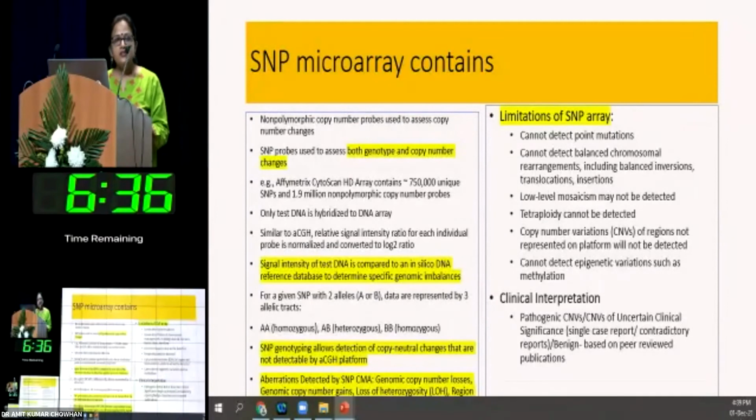Now, the interpretation of the microarrays is not positive and negative. Interpretation is categorized into 3 categories. Array can be called as pathogenic, or of uncertain clinical significance, or benign. And this is made after comparing the SNP detected with peer-reviewed publications.